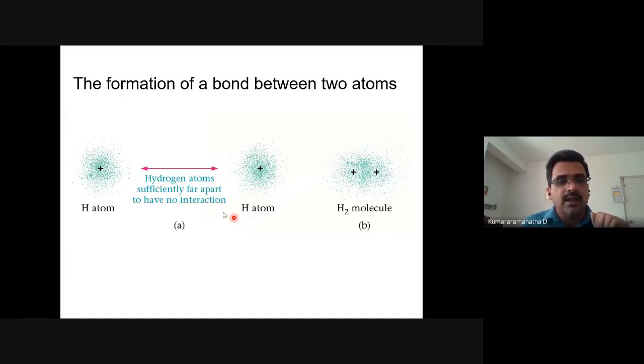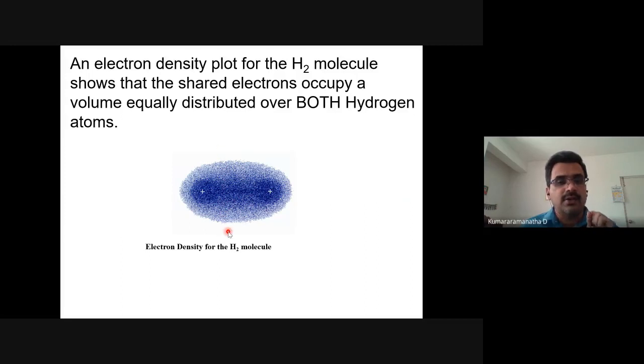This is what happens when they are sufficiently apart: no interactions. Once they are together, you have the lowest energy, with the two nuclei at an optimum distance called the bond length. Now, same thing, we are no longer looking at it as an electron, as I told you. You are looking at the electron density plot. You might be wondering how we get this.